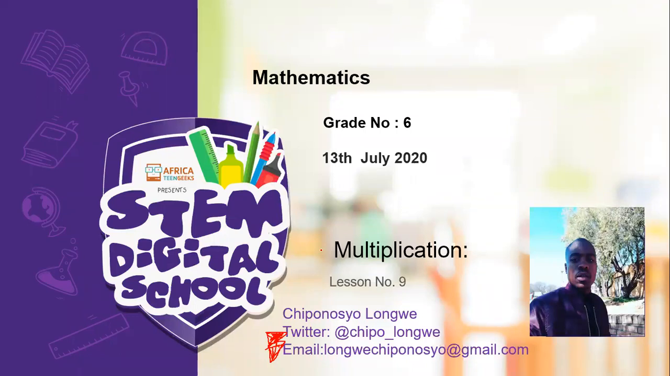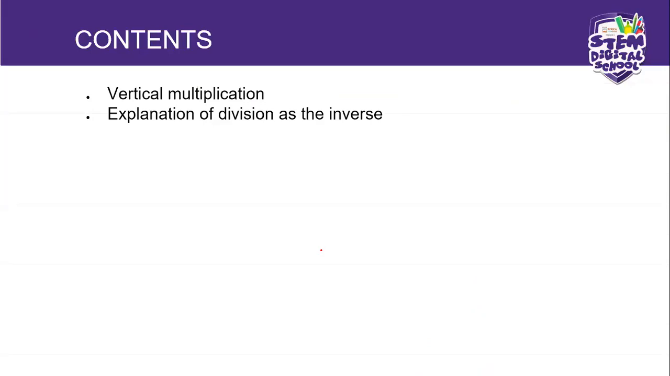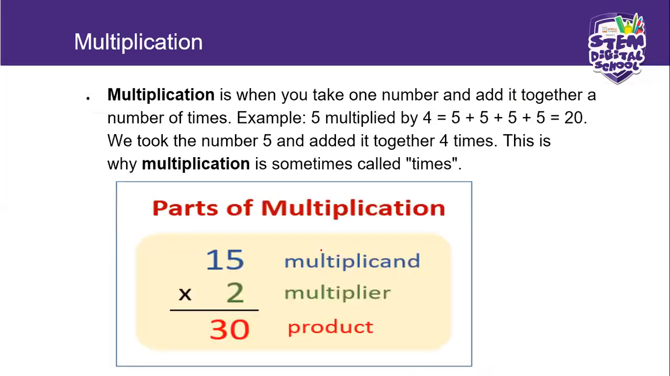But let's move right along. So we're speaking about vertical multiplication and the explanation of division as the inverse. Because we have quite a number of slides today, I'm just going to try and get the gist. So when we talk about multiplication, it's when you take one number and add it together a number of times.